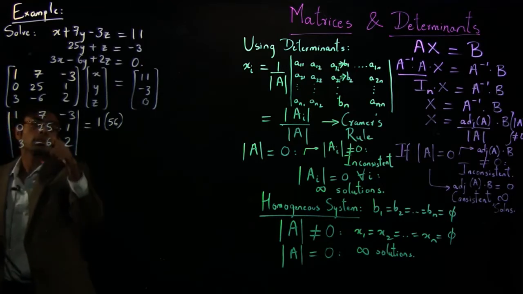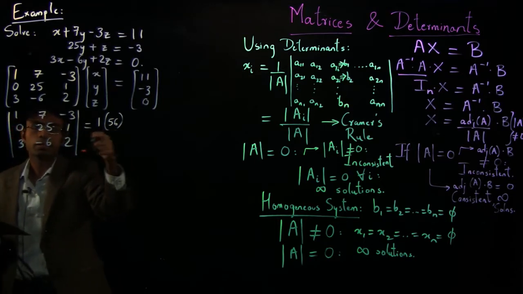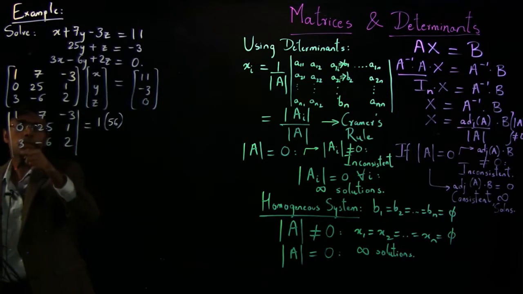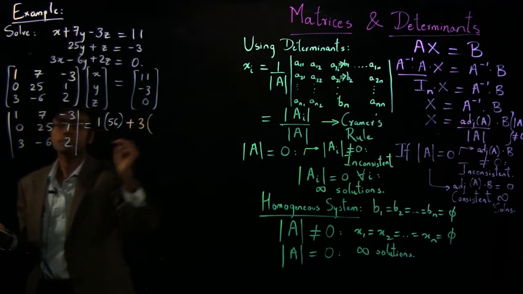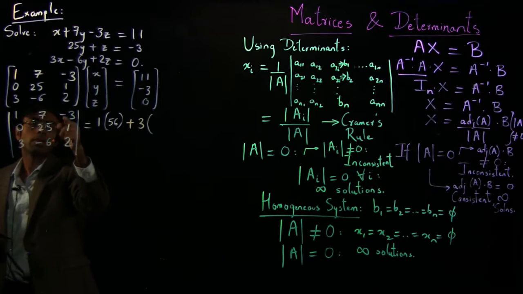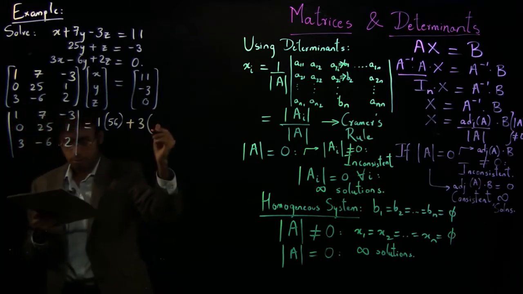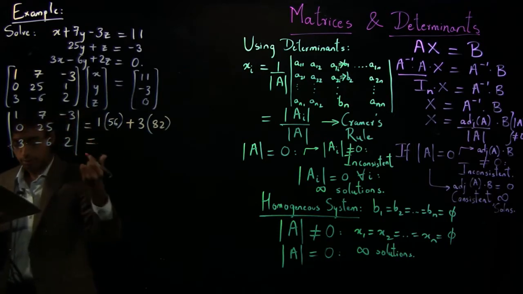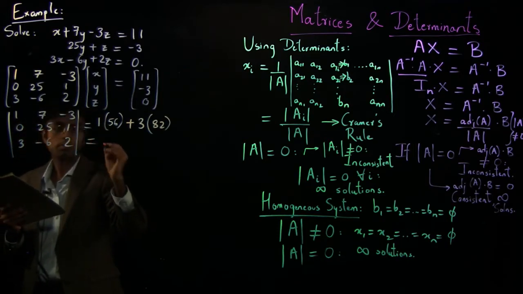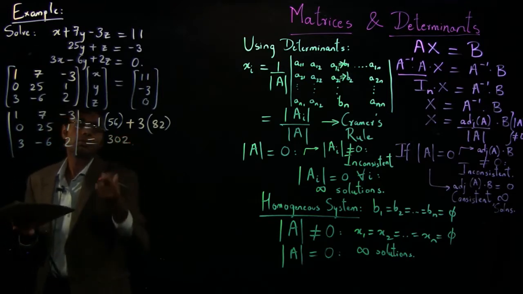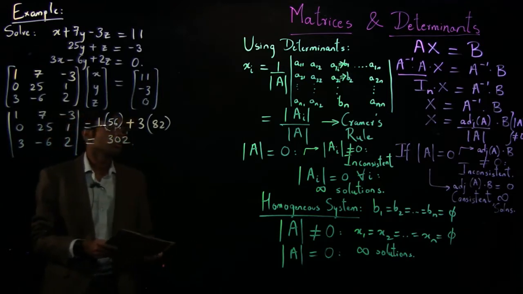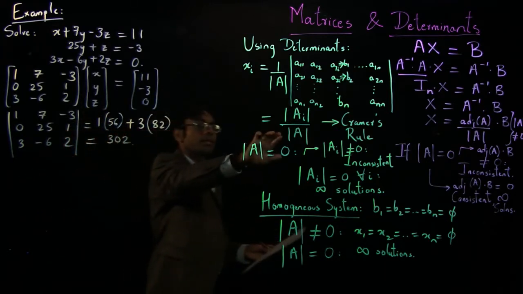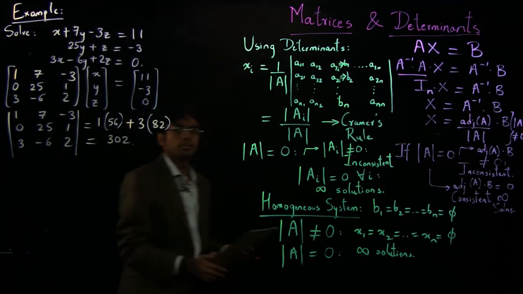So 1 times 50 plus 6, so 56, minus 0 times something, the cofactor of this element, which we don't care about, plus 3 times, so 7 minus 75, so 82. So the value of the determinant of A works out to be 302, which is not 0, which means we can find out these unknown values.